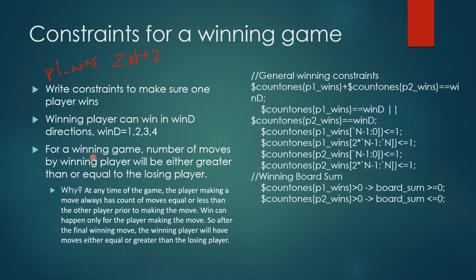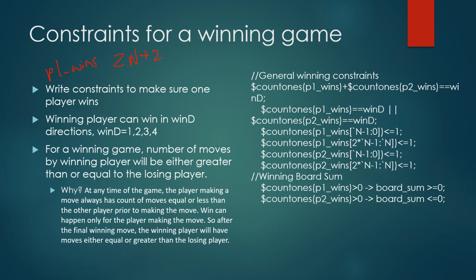This is emerging from the fact that the number of moves made by the winning player is always greater than or equal to the losing player. This is because when a player is making a move, prior to making the move, his number of moves has to be less than or equal to the other player's. And because the win can happen only on the final move, after the winning move, the number of moves by the winning player always has to be greater than or equal to the losing player. So those are written here.